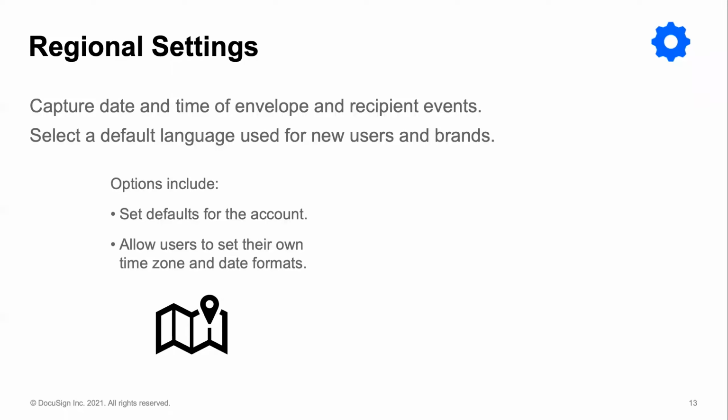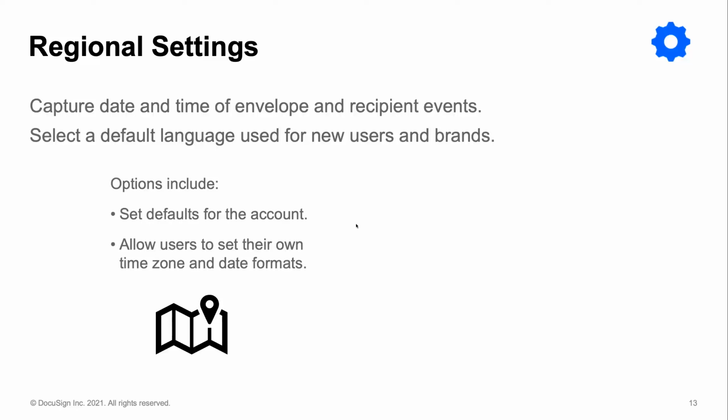So every time you send out an envelope, there's a timestamp that gets recorded for lots of the different events that go into the envelope's life cycle. For example, when it was sent, when it was signed, when it was completed, etc. So as an admin, that time zone will impact that data for your envelopes.